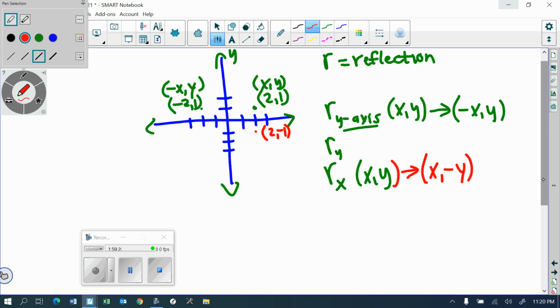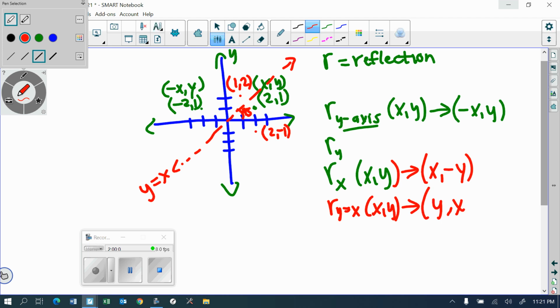The next one I can have is if I reflect it over the line y equals x, the most famous line in math. That's at a 45-degree angle, just so you know that. When I reflect it over there, 2, 1 comes onto right there. It's 90 degrees, the same distance away, and that point is 1, 2. So for reflection over the line y equals x, x, y is always just the original point, in this case 2, 1, and it became 1, 2. What happened? It switched the y and the x. So that's the rule for reflection over the line y equals x.